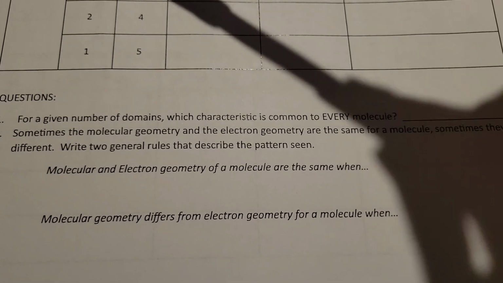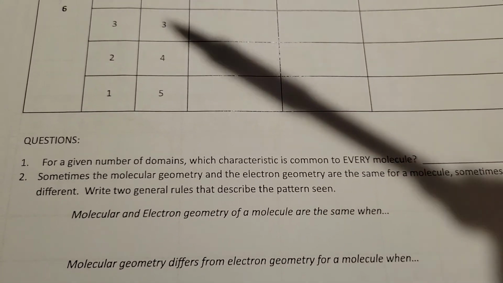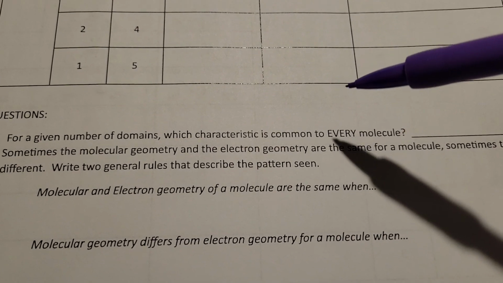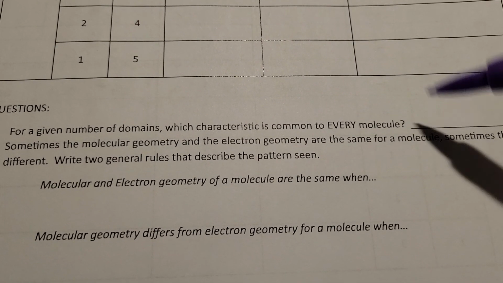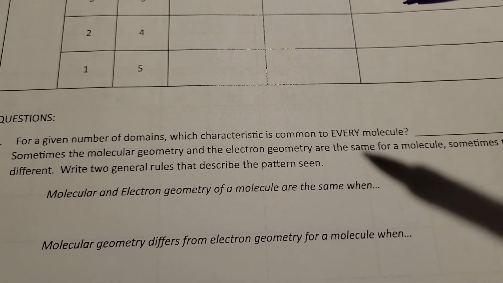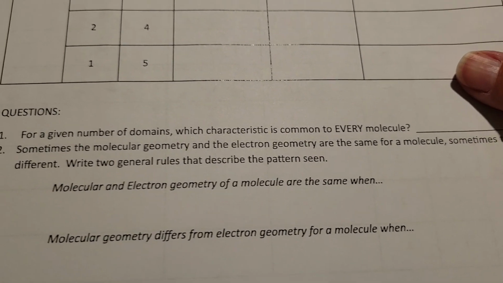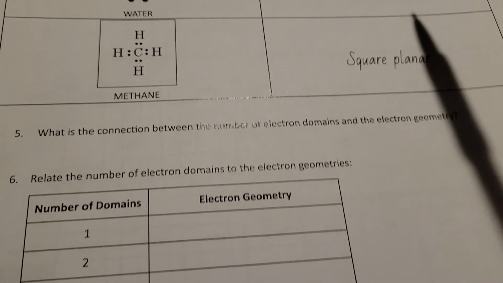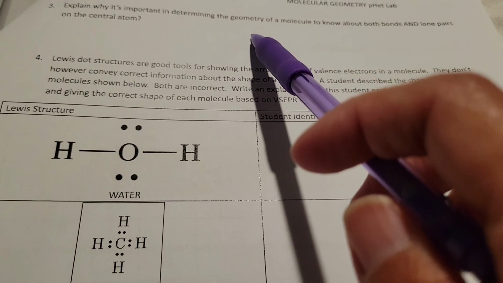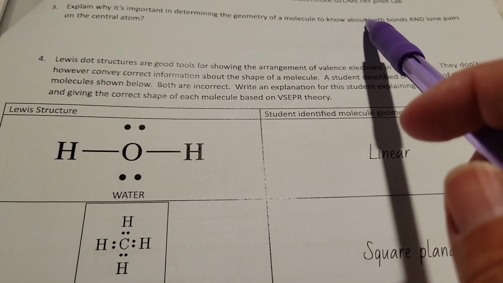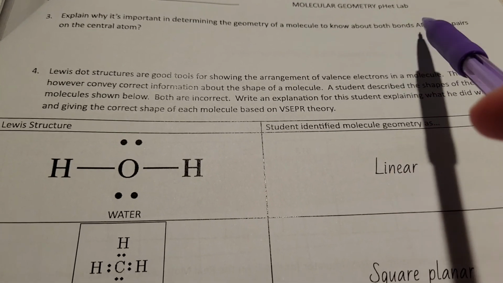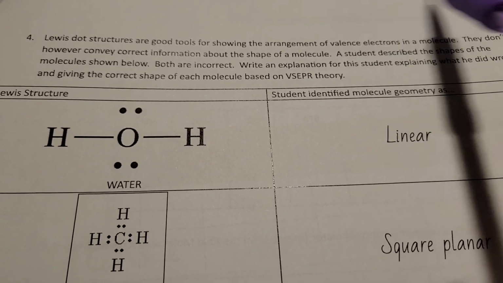So for a given number of domains, let's say for 6 or for 3, what is common to every molecule? It's kind of that idea I just talked about. Okay, and then you're going to answer about the 2 different rules between molecule and electron geometry. Explain why it's important in determining the geometry to know about both the bonds and the lone pairs. So why is it important to know both of those?